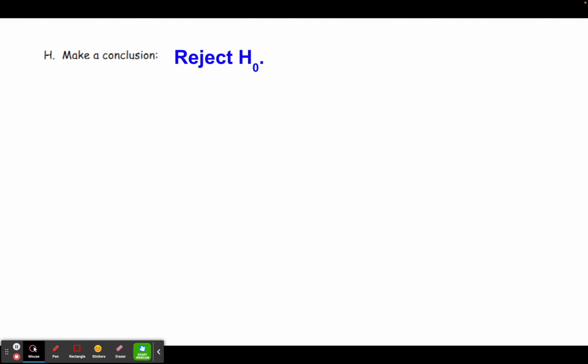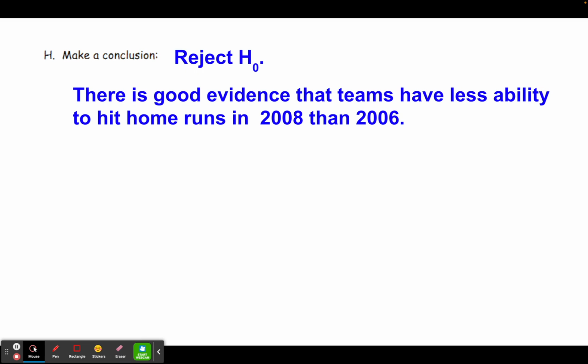So we would reject our null hypothesis. We would say that there is good evidence that teams have less ability to hit home runs in 2008 than they did in 2006. In other words, the testing for steroids really did seem to make a difference, and we probably have good evidence that many players were using steroids before the testing started.